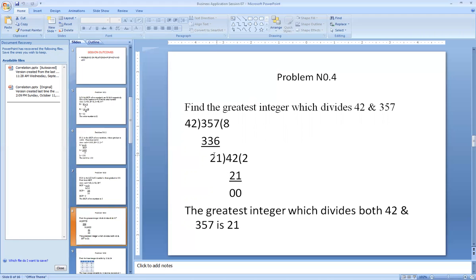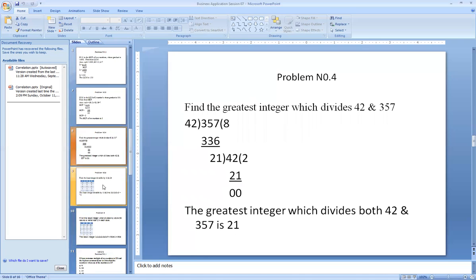So with this remainder, we take the dividend value, that is 42. Again, it divides 2 times 21. The remainder will be 0. Now the greatest integer which divides both is nothing but the HCF of 42 and 357. If you keep on dividing until we get the remainder 0, the last divisor, 21, is the value of the HCF.